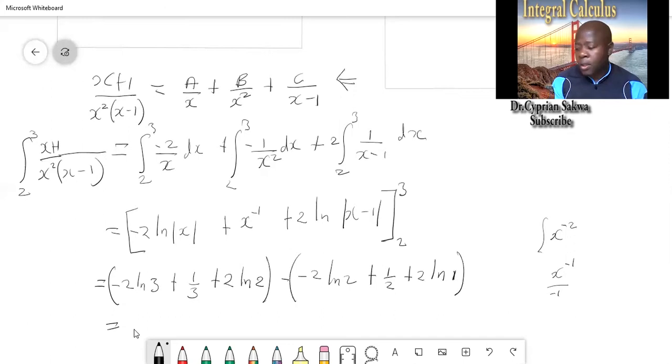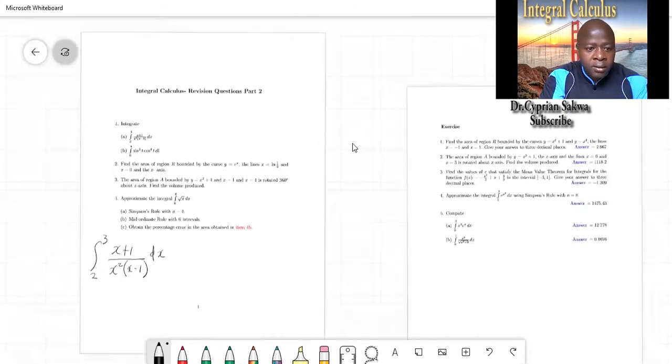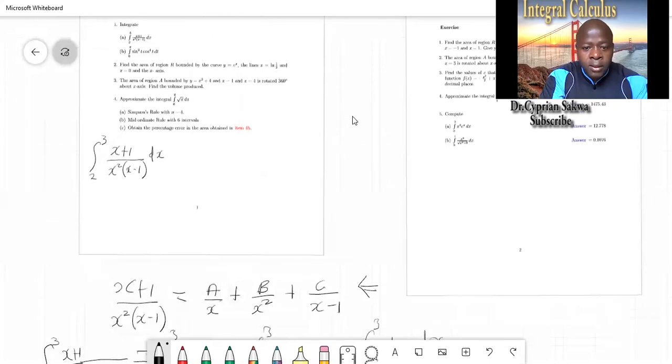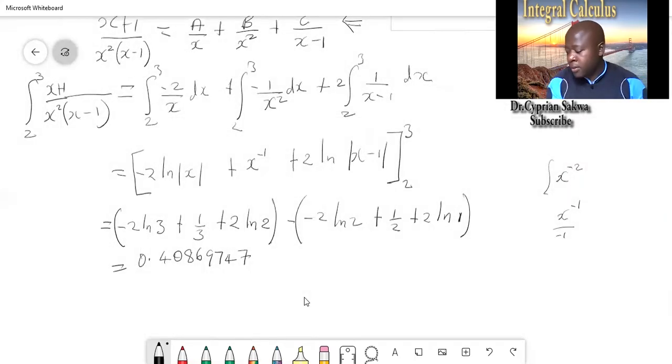Now this one you can do on your calculator. And I did it on a calculator, I was getting 0.40869747. Now, I don't know whether the question wants us to find the answer to some number of decimal places. No, there are no decimal places specified. So just give the answer as it is.